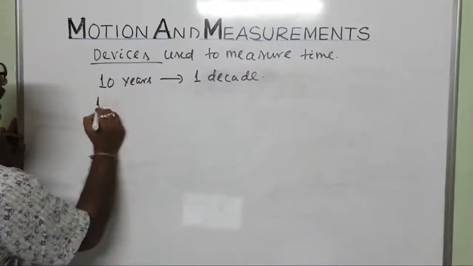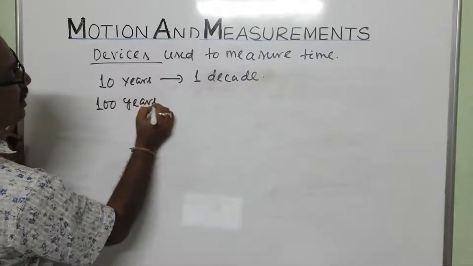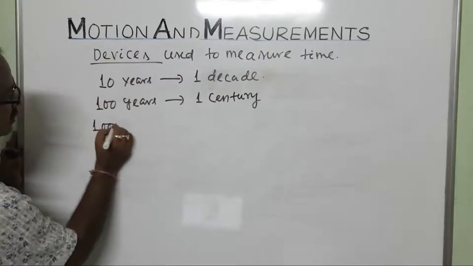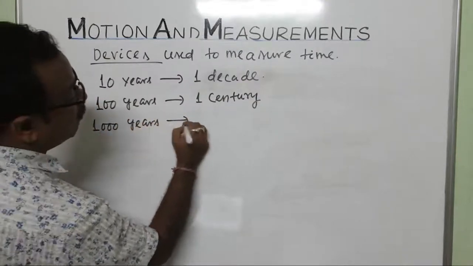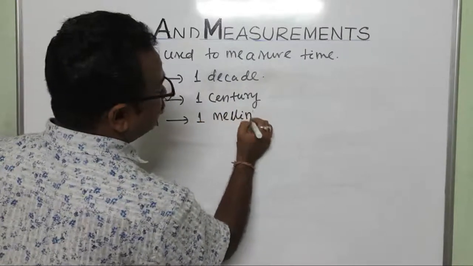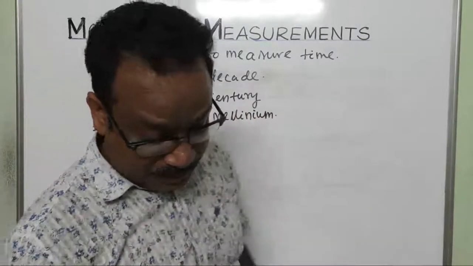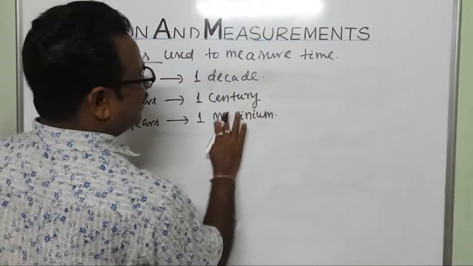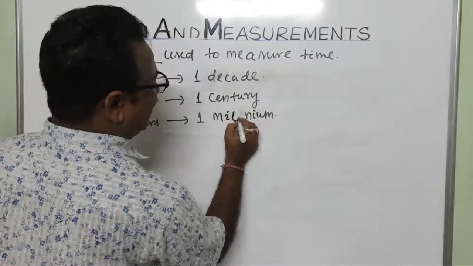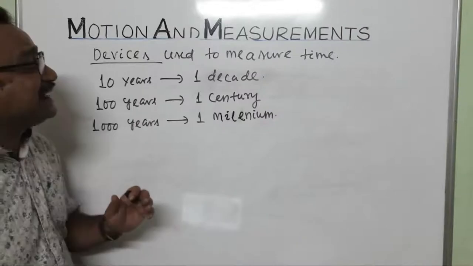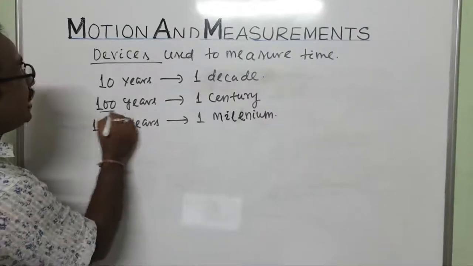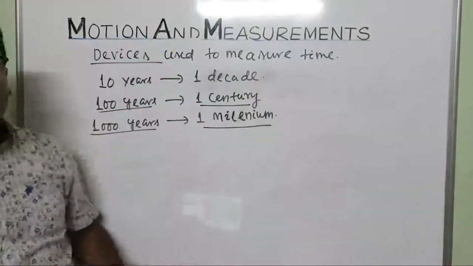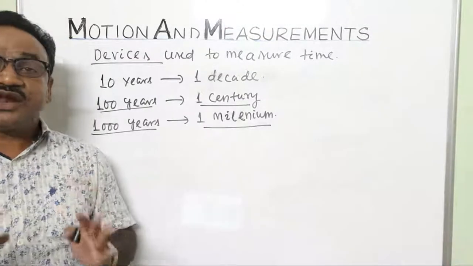Now, 100 years is one century, then 1000 years. These are also units of time. One millennium. This is the spelling: M-I-L-L-E-N-N-I-U-M, millennium. 100 years, century. 1000 years, millennium. So, these are the units we basically use to measure time.